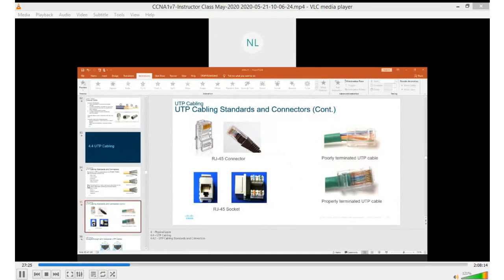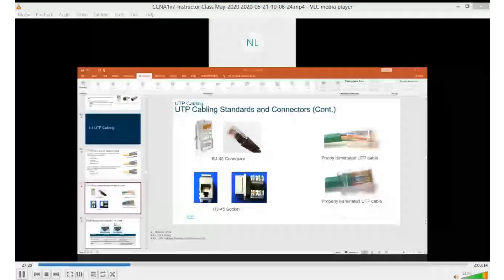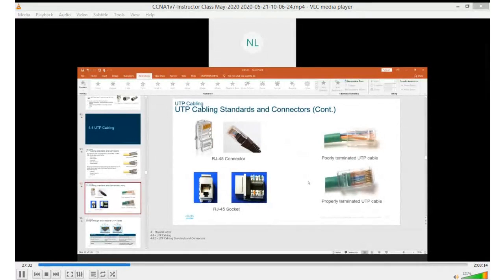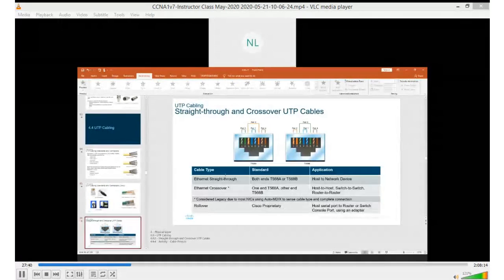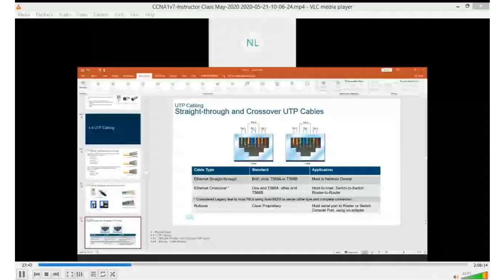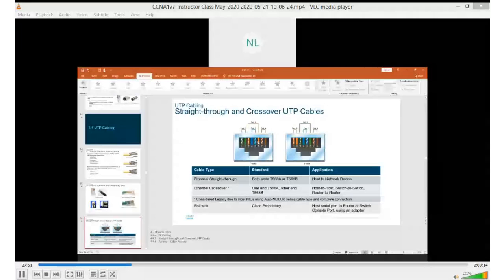So the color of it, if you open it, you see that it has so many colors: white-orange, white-green, blue, white-blue, white-brown. Now, we don't just set them anyhow. We arrange them. If you're connecting a copper cable, there is a different combination of arrangement, and these are the two combinations you can use.